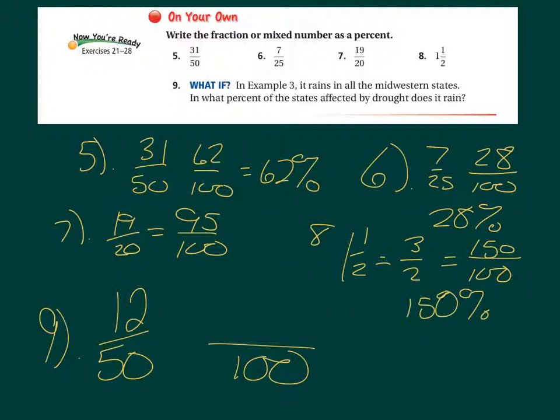Okay, the last one, we take it times 2, we take the top times 2 as well, we get 24, so 24% of all of the United States were affected by the drought. Again, make sure you look over these and know what to do for the homework.